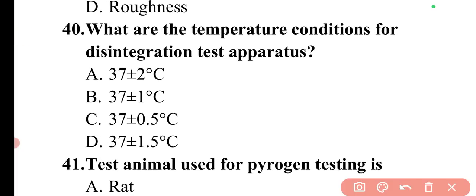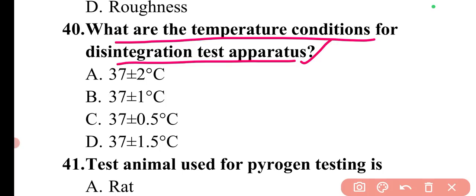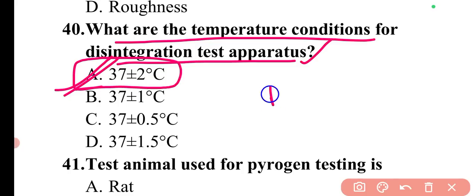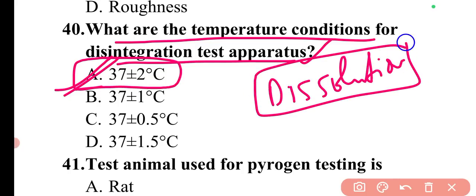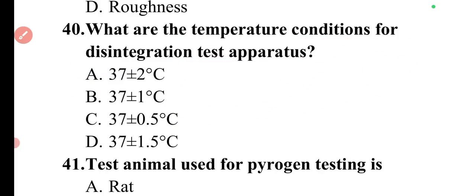Then coming to the next question. The question is, what are the temperature conditions for disintegration test apparatus? The temperature condition for disintegration test apparatus is 37 plus minus 2 degrees Celsius. So here option A is correct. If the question is asked for dissolution test apparatus, then the temperature condition will be 37 plus minus 0.5 degrees Celsius. So that you need to remember.